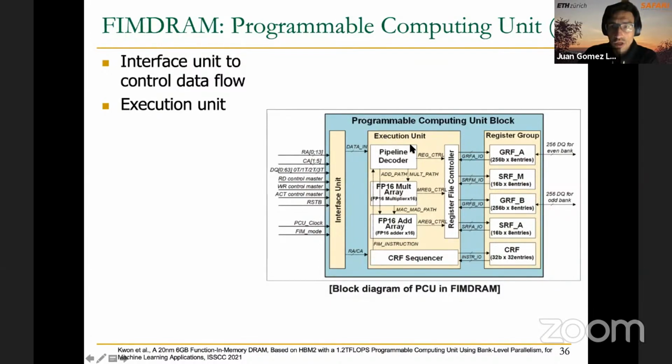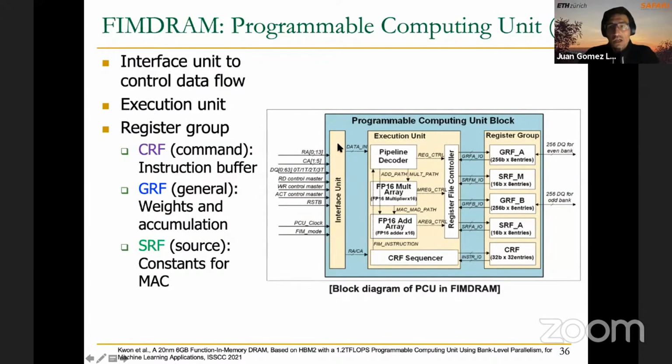The execution unit contains a pipeline decoder for this first stage where we fetch and decode the instruction. Then we have the multiply array, then we have the add array. So these are 16 multipliers here, 16 adders here, and then we have the CRF sequencer, which is the unit that has access to the CRF where the instructions are stored. And you can also see the register file controller to access the register group and the different registers that we can find here.